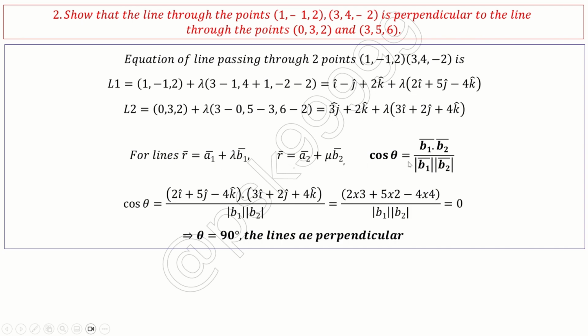So cos theta should be equal to 0 for the perpendicular condition. Cos theta is nothing but B1 dot B2 divided by absolute B1 into absolute B2. Since you are only checking the perpendicular condition, you just tell whether they are perpendicular or not. You need not tell the angle between them, right? So I just need to check the numerator condition. The dot product should be equal to 0. So I took B1 dot B2, which is nothing but 2 into 3 plus 5 into 2 minus 4 into 4, which is 0. So that means theta is 90 degrees and the lines are perpendicular.